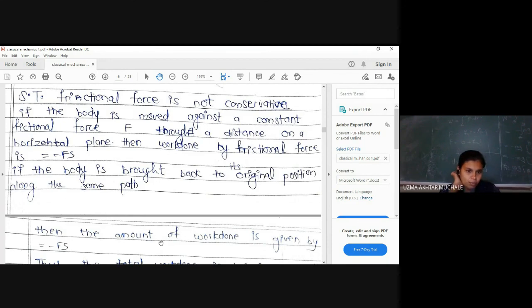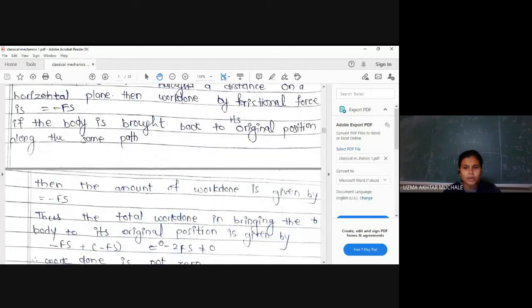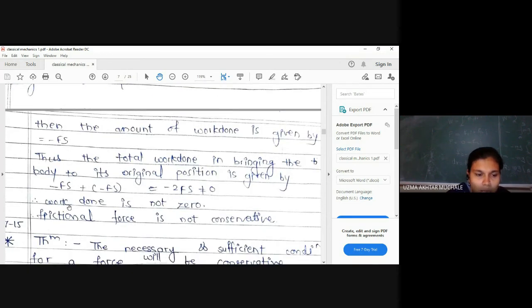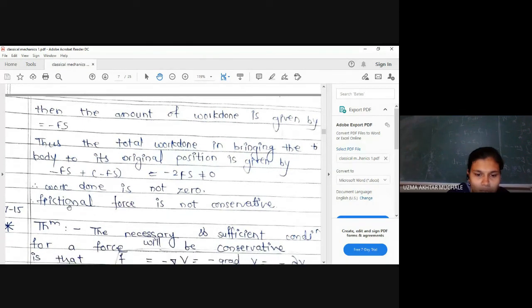If the body is brought back to the original position from the same path, then the amount of work done is given by minus fs. That means this amount of work done we have applied, and this is the frictional force. So combining these two, we have minus 2fs, and then we can say the work done is non-zero, and hence frictional force is not conservative. Okay.